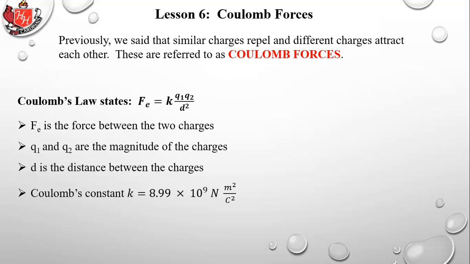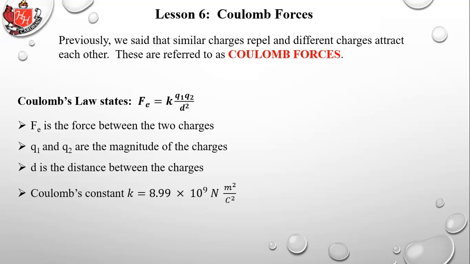Alright, so Fe is the force between the two charges. Q1 and Q2 are the magnitude, the amount, in other words, of the charges. D is the distance between them, and then there's Coulomb's constant. Of course, you never have to memorize constants, but there it is.